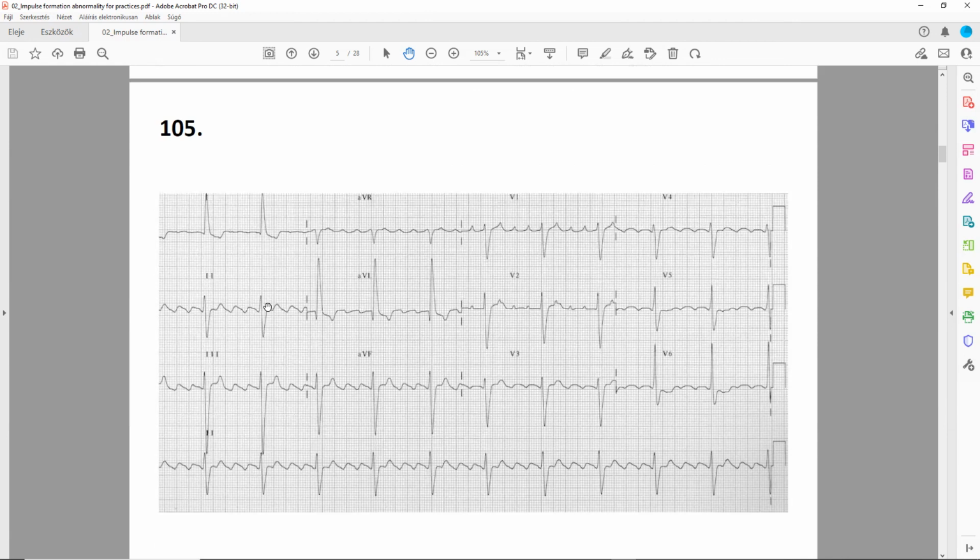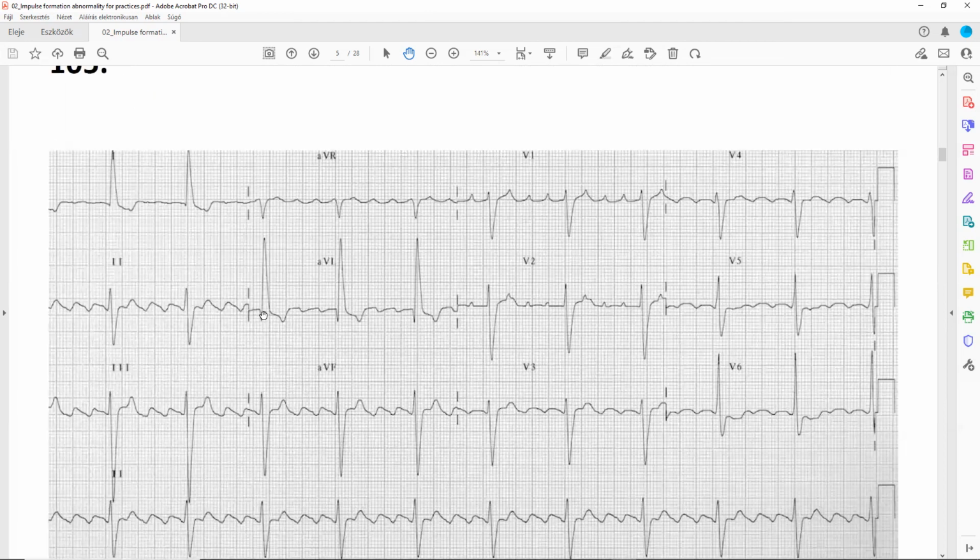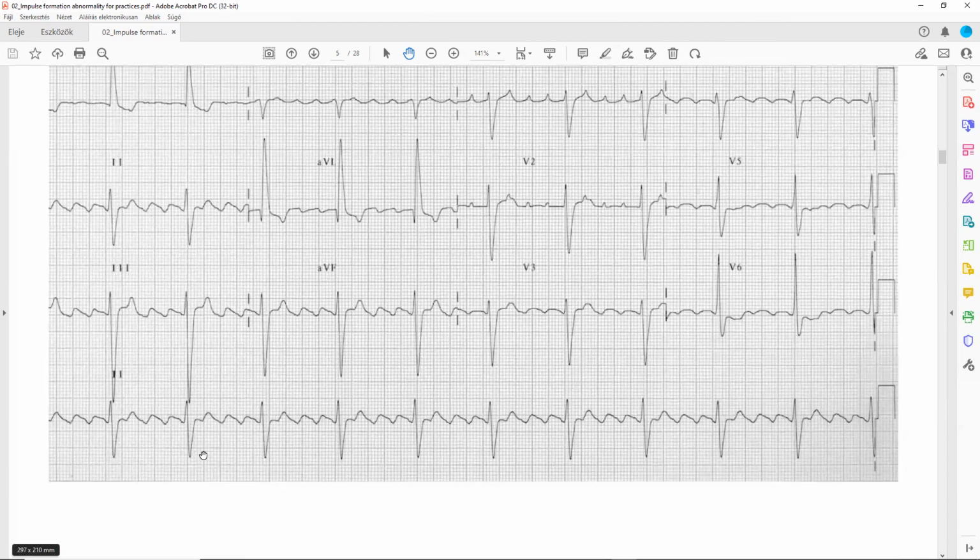Okay, now let's see it. 105. Let's start with this one. Rhythmic or not? Yes. Okay, good. Heart rate? Because it's rhythmic, you can count how many squares you have. 1, 2, 3, 4, 4.5. So it means around 80? Normal, yeah.